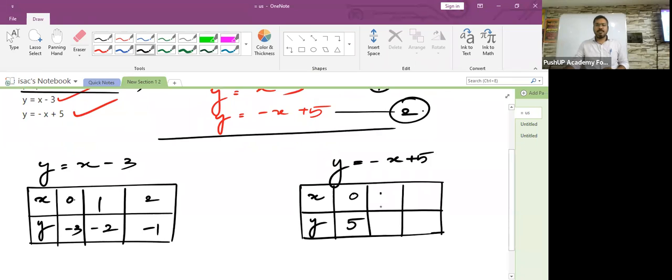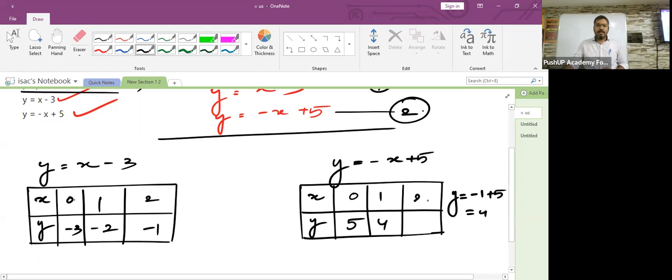Let's take the value of x as 1. Now, children, please pay attention. When x is equal to 1, y will be minus of 1 plus 5. And what is 5 minus 1? It is 4. Let's take the value of x as 2. So y will be minus of 2 plus 5. And why is it minus of 2 plus 5? Just because it is minus x plus 5. So don't ignore that negative sign. And what is 5 minus 2? It is equal to 3.